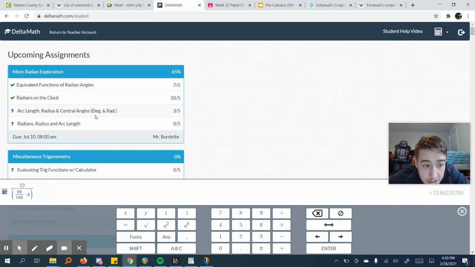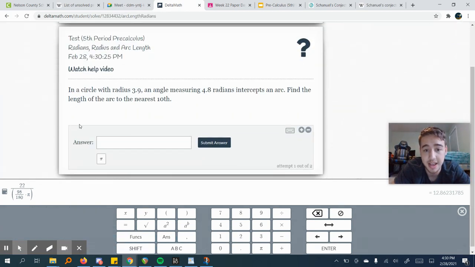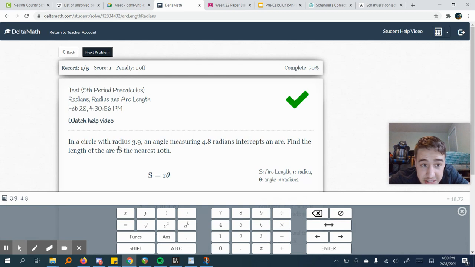The final section I'm going to take you through on this video is radians, radius, and arc length. In a circle with this radius, an angle measuring that radians intercepts an arc. Find the length of the arc to the nearest tenth. This is the same thing we just did, but without the pictures. So radius is 3.9, angle measurement is 4.8, we want the arc length. So 3.9 times 4.8 is radius times the angle in radians, so we end up with just rounding to 18.7, and that is it.